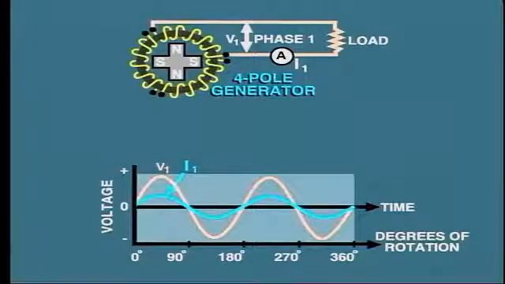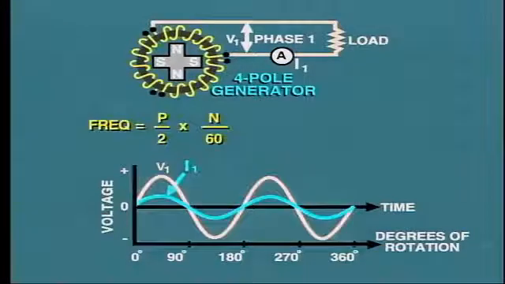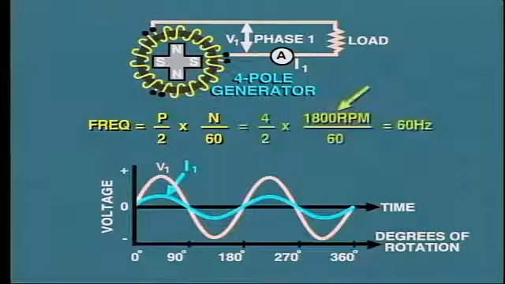So at what speed will the generator need to run in order to produce a frequency of 60 hertz? This can easily be calculated from the standard expression that says frequency equals P, that is the number of poles, over 2, times N, that is revolutions per minute, over 60. In this case, the 4-pole machine must run at 1,800 RPM to produce 60 hertz. You can see that the required speed of the generator depends upon the frequency and the number of poles on the rotor.